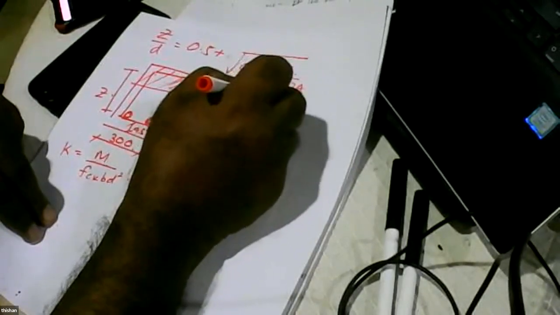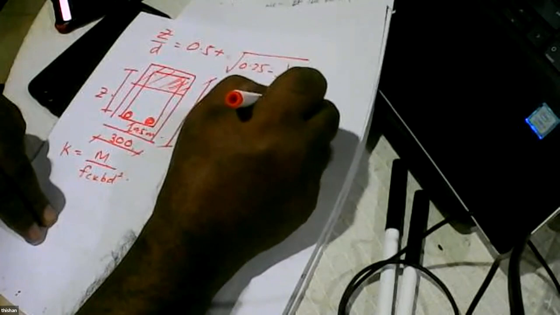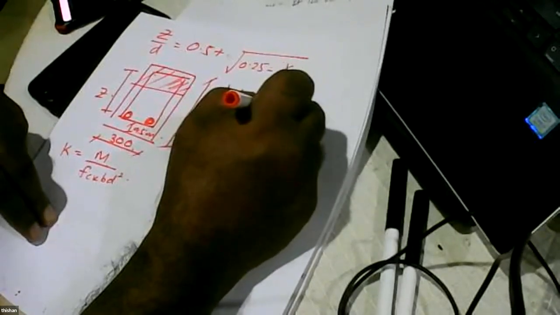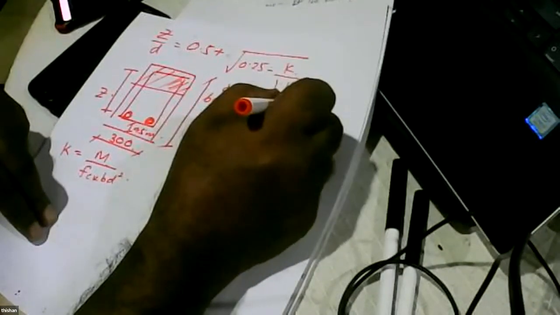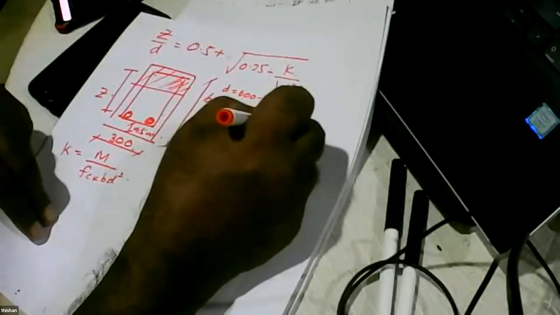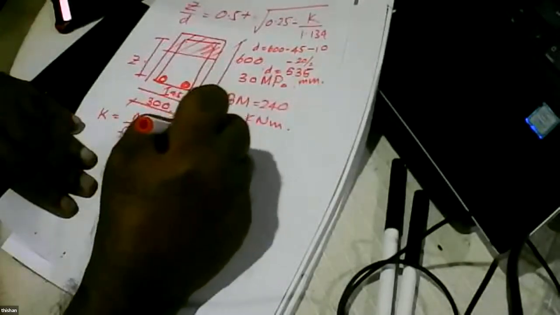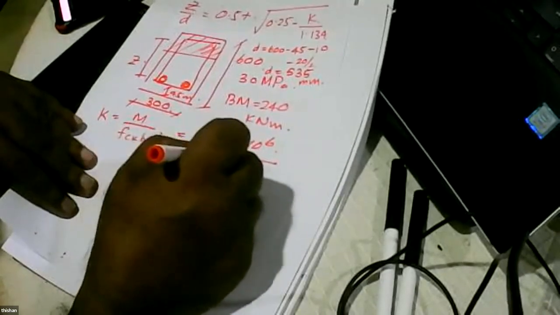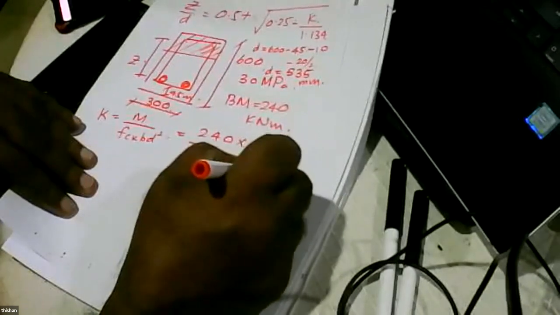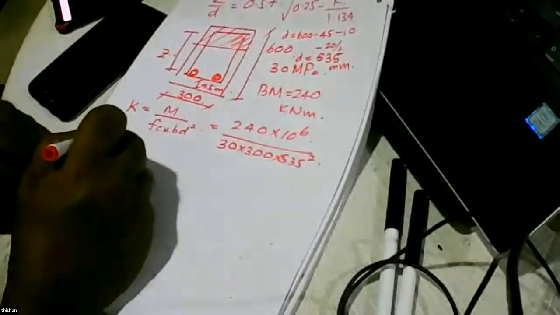For this, you have to find that d. d is equal to 600 minus 45 minus 10 millimeter links minus, let's say we are going to use 20 millimeter bars, 20 divided by 2. 600 minus 45 minus 10, so you find d is equal to 535 millimeters. So this will become 240 into 10 to the power 6 divided by fck 30 multiplied by 300 multiplied by 535 squared. So you get K.